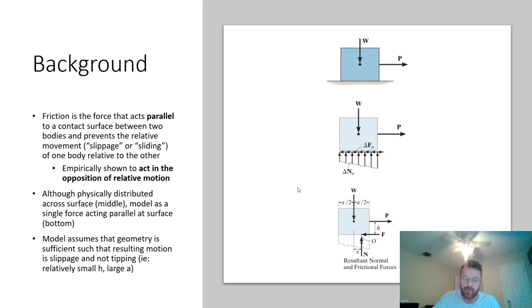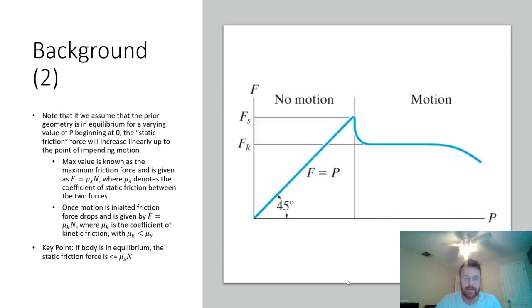In addition, it's important to understand that in order for all of this to be valid, you have to be pulling this block at a height that's not too high such that it won't tip. So that's what all of this relatively small h, large A means. In order for friction to be the dominating force and not tipping of the block, you don't want to be pulling it at the top, you want to be pulling it at the middle for all this to be valid.